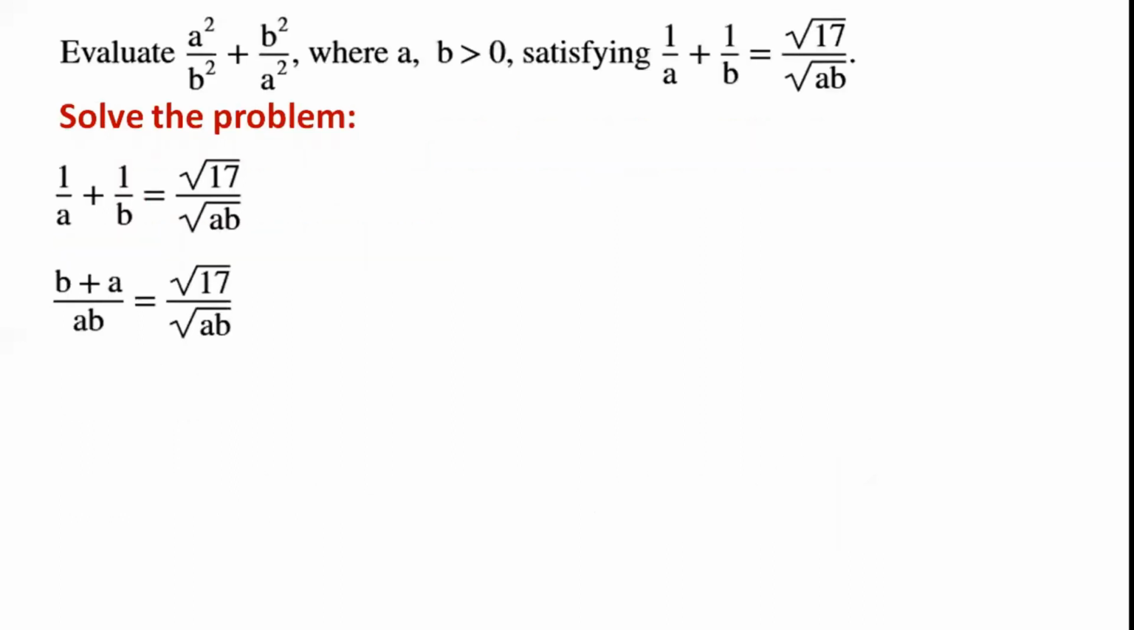By finding a common denominator of the two terms on the left-hand side of the equation, we can now write b plus a over ab equals root 17 over root ab. Now square both sides of the equation.